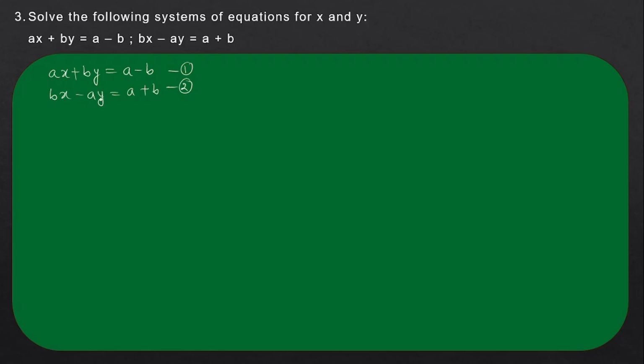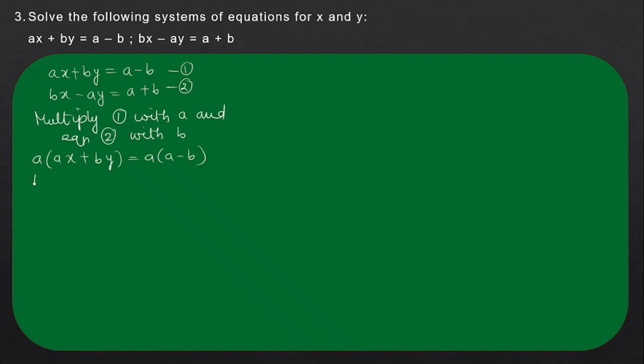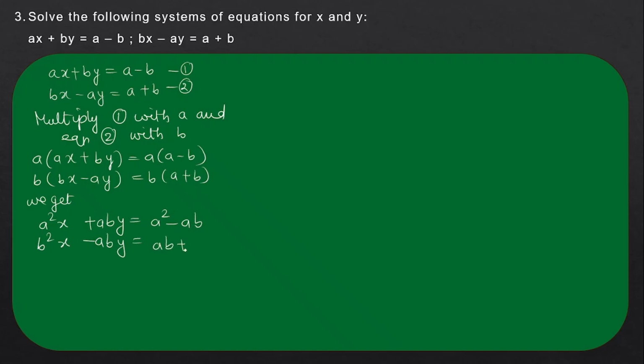How can I do that? I can do that by multiplying equation 1 with a and equation 2 with b. So a with equation 1 and multiply equation 2 with b. We get a square x plus aby is equal to a square minus ab, b square x minus aby is equal to ab plus b square.